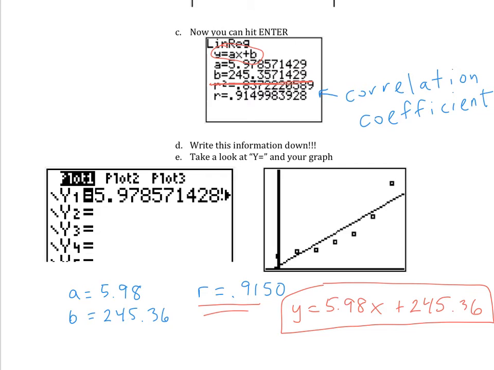We've got that. Let's just take a look. If you go back to your y equals key, what you should notice now is that your linear regression line is in y1. Well, that's where we told the calculator to put it. And if you hit your graph key, the very top right corner, it's going to show you what your regression line looks like in relation to your data points. Now you can see, oh, my data is pretty close to that line. So it is a pretty good representation.